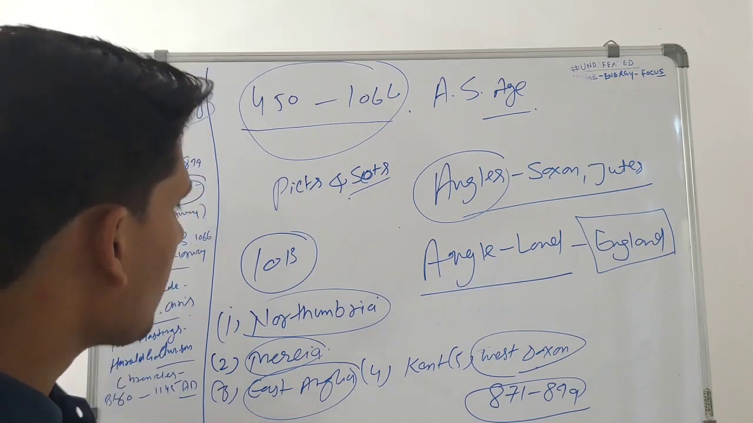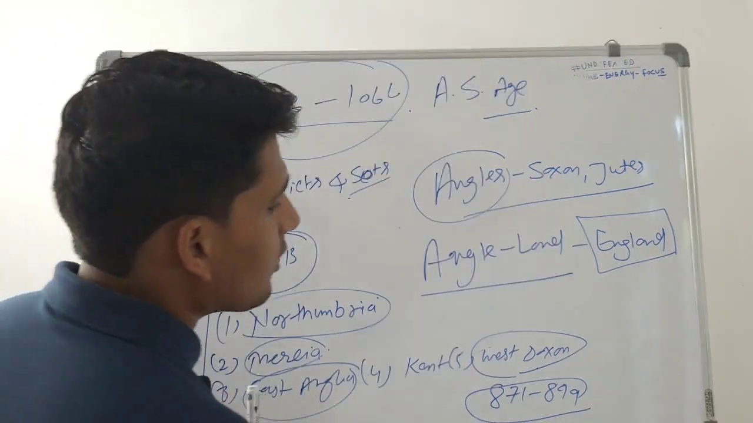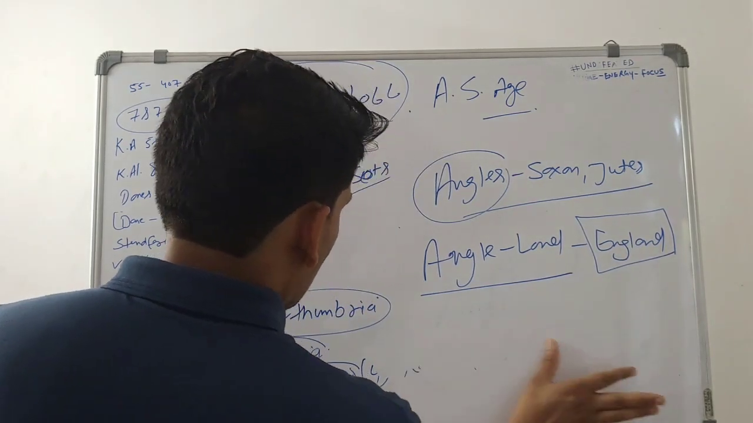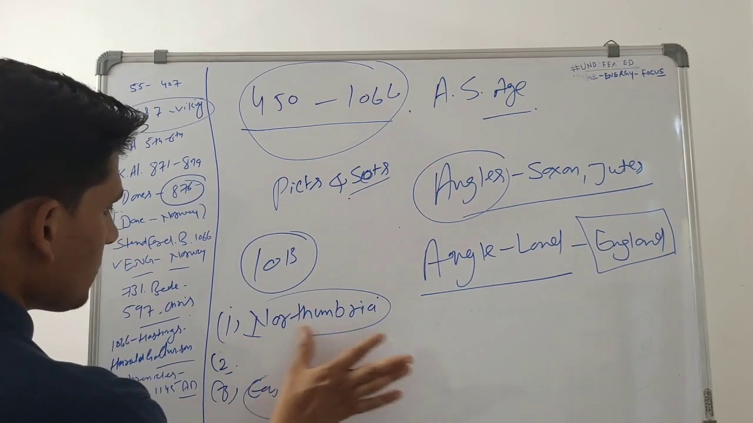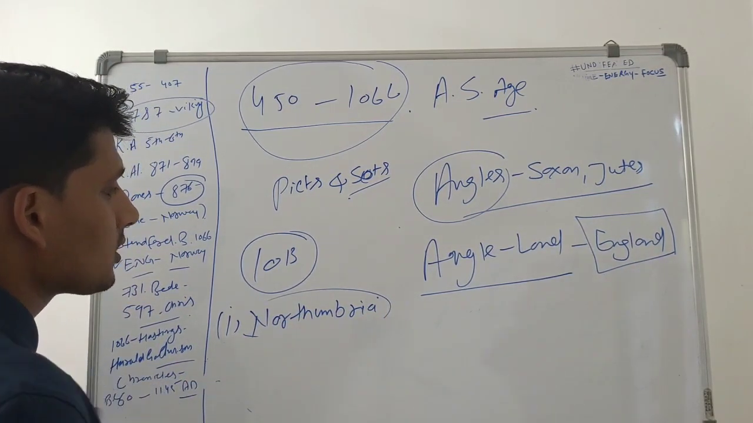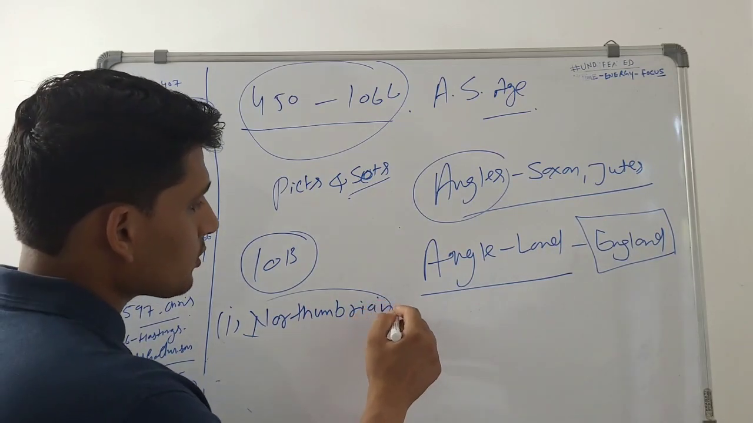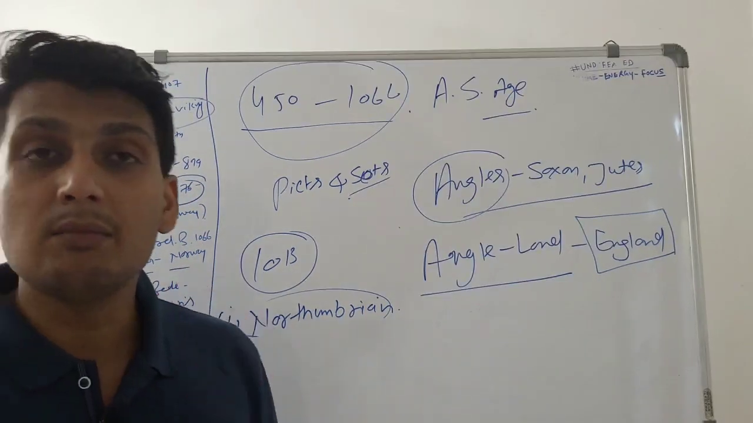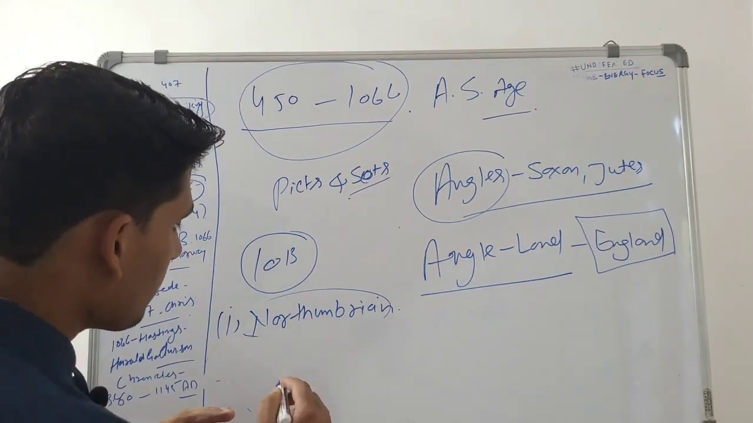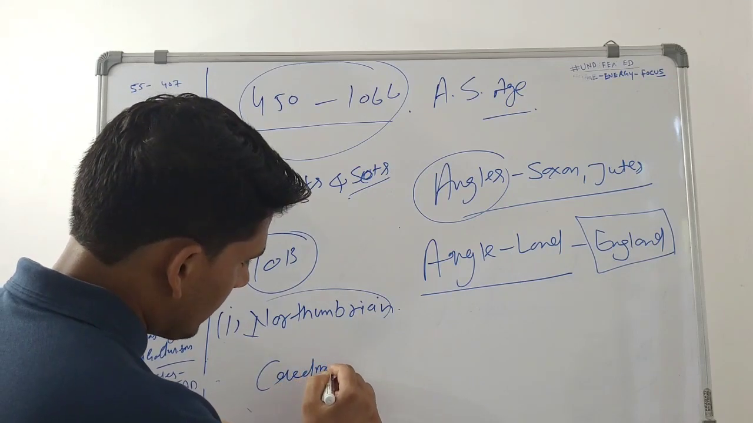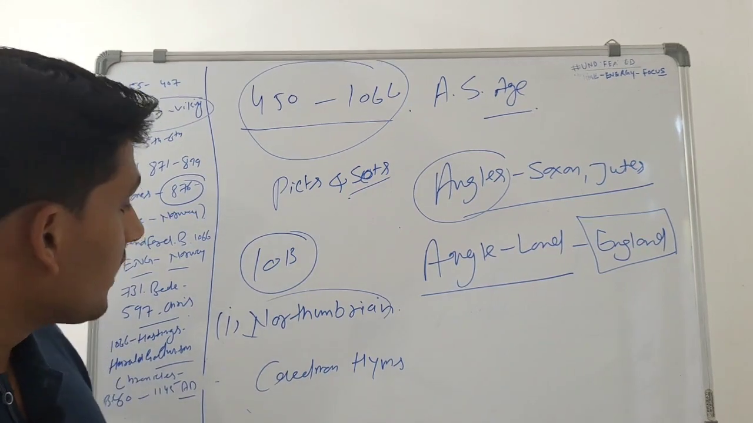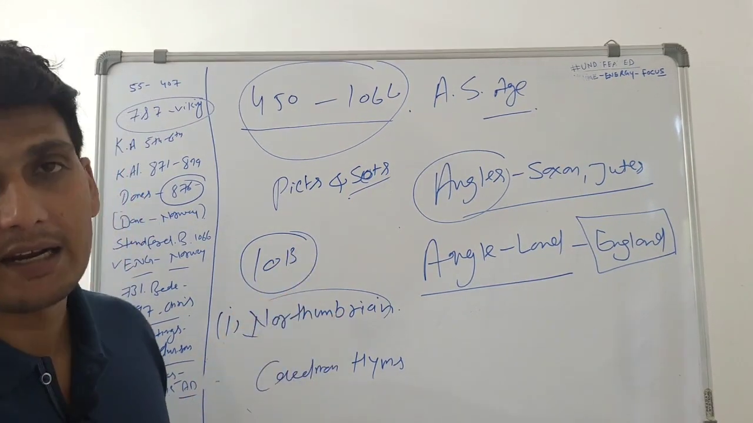The another thing that comes now is the dialects, the languages which were being followed in these five kingdoms, right? So the very first one is the Northumbrian dialect. Your Caedmon's Hymns are written in the Northumbrian dialect, right?